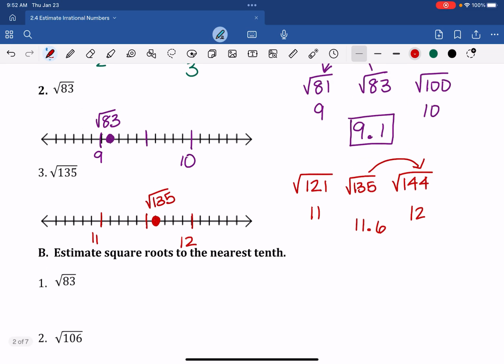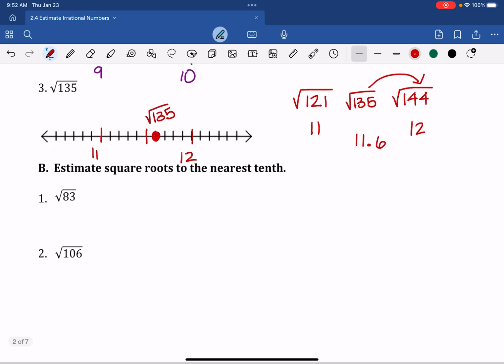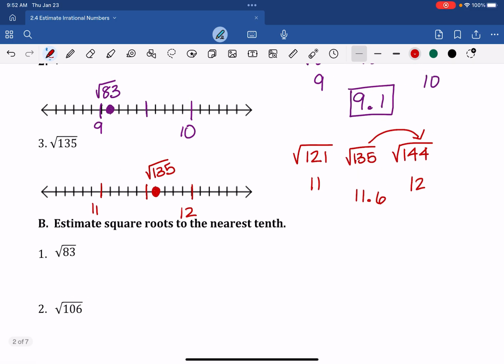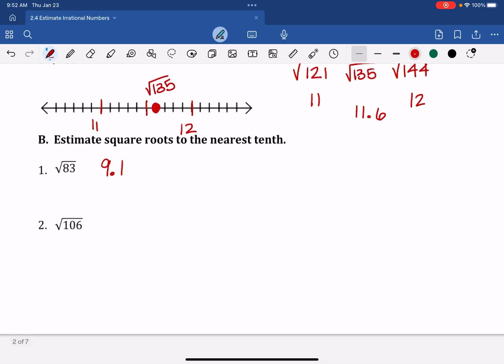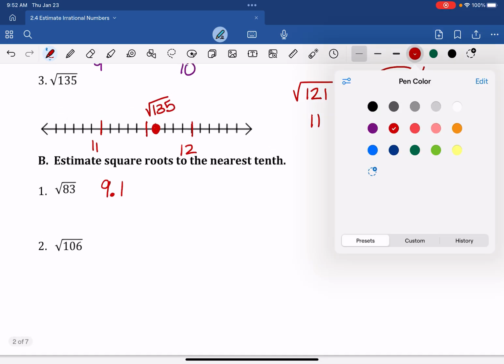Okay, for some reason we have two of the same problems. So the square root of 83 we already estimated to be 9.1. So I'm just going to say 9.1 right there. But let's look at the next one.